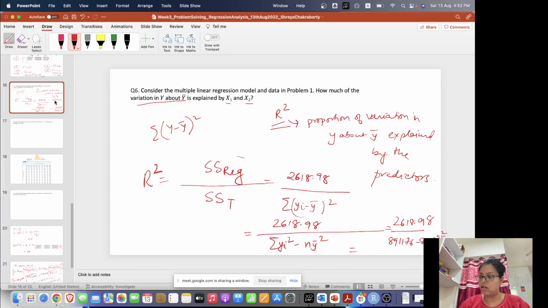It would come to 0.9838, that is 98.38%. So our R square is 98.38%, which means that 98% of the variation in Y about Y bar is being explained by X1 and X2.